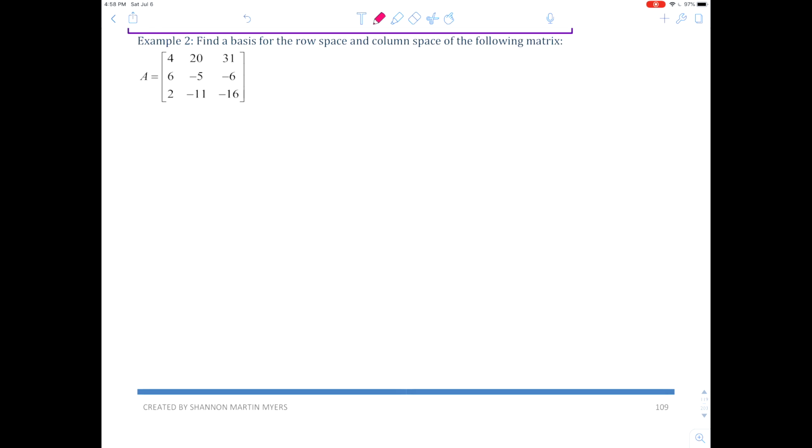So here we go. For example 2, find a basis for the row space and column space of the following matrix. What I'd like you to do is pause the movie and see how you do. All right?